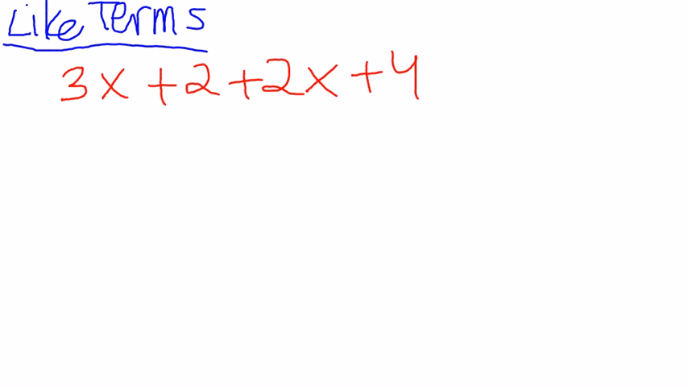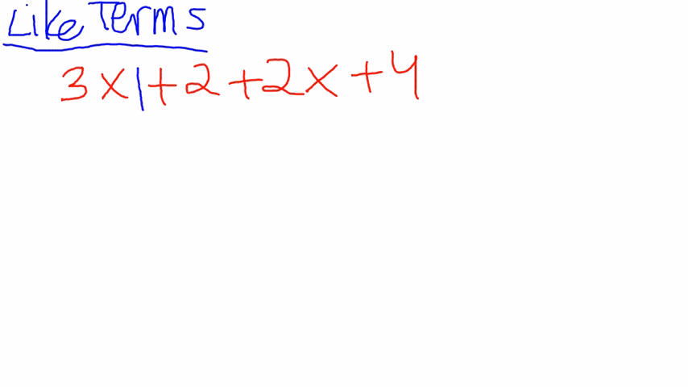So let's start with an expression that looks like this: 3x plus 2 plus 2x plus 4. What would be asked of you here is to simplify the expression. So we want to make it more simple than the four terms we currently have. We can start by thinking about which things look similar.